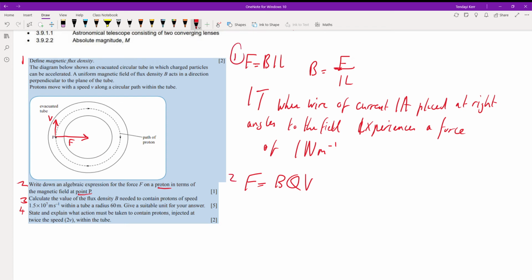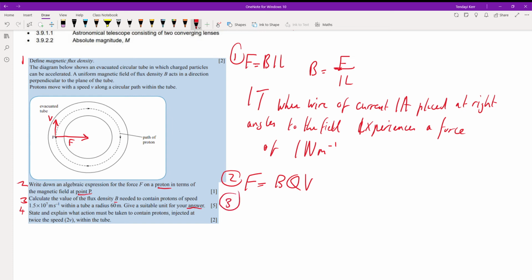Next bit then, we need to find the value of flux density B needed to contain protons of speed 1.5 times 10 to the 7 meters per second within a tube radius of 60 meters. Give a suitable unit for your answer. So this is the part where we need to equate the forces. This is part 3.